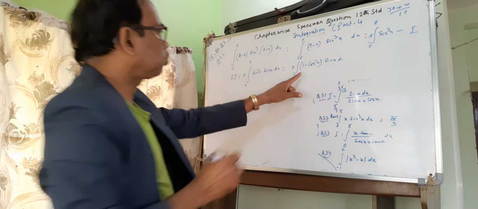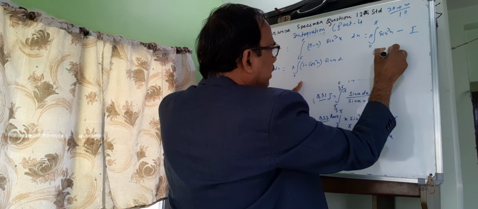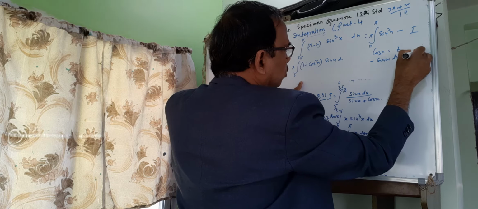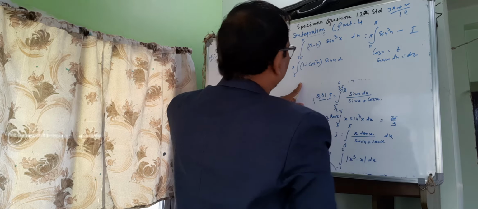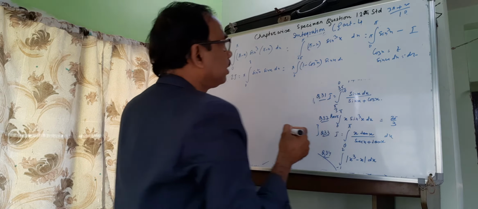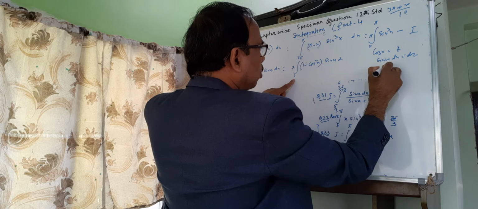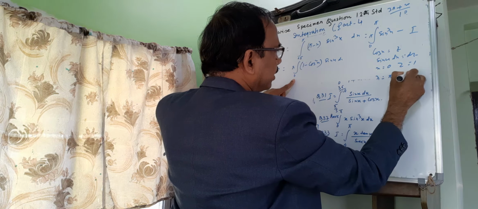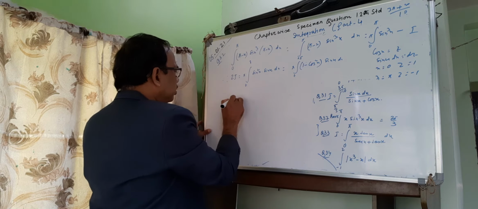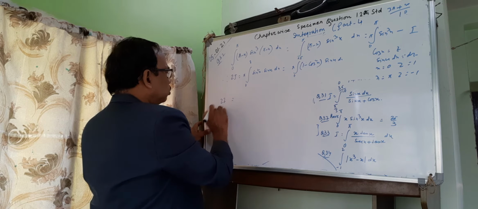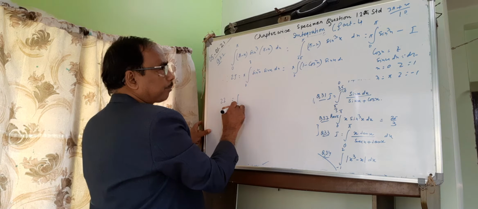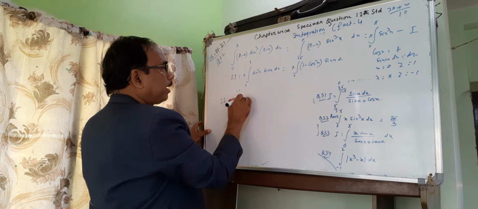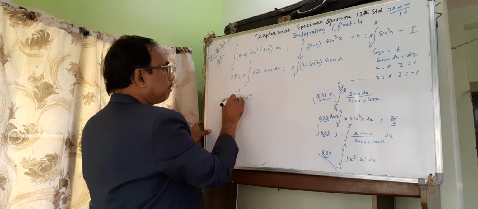Now put cos x equals z. Put cos x equals z, minus sin x dx equals dz. The sin x dx is minus dz. Now the limit will be changed: when x equals 0, z equals 1, and x equals pi, z equals minus 1. So 2I equals, with limit 1 to minus 1, 1 minus z square, that is minus dz.